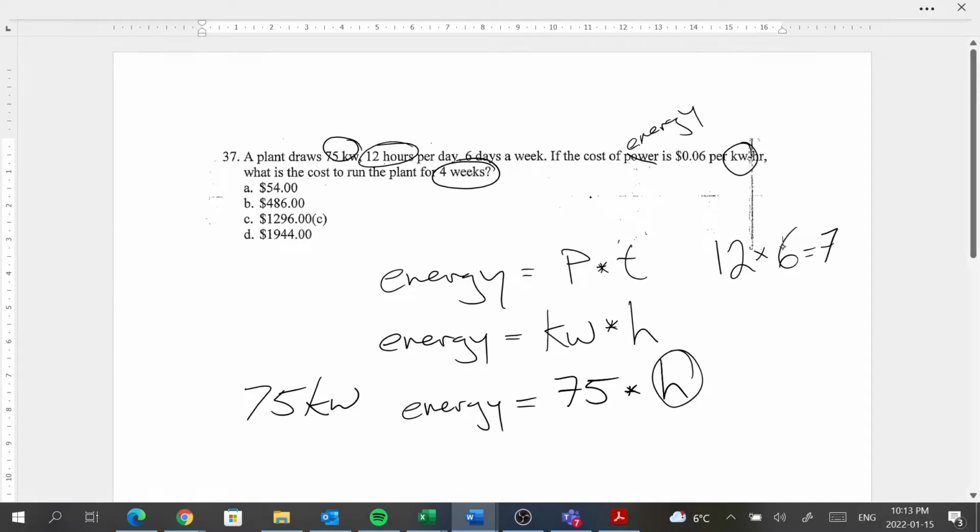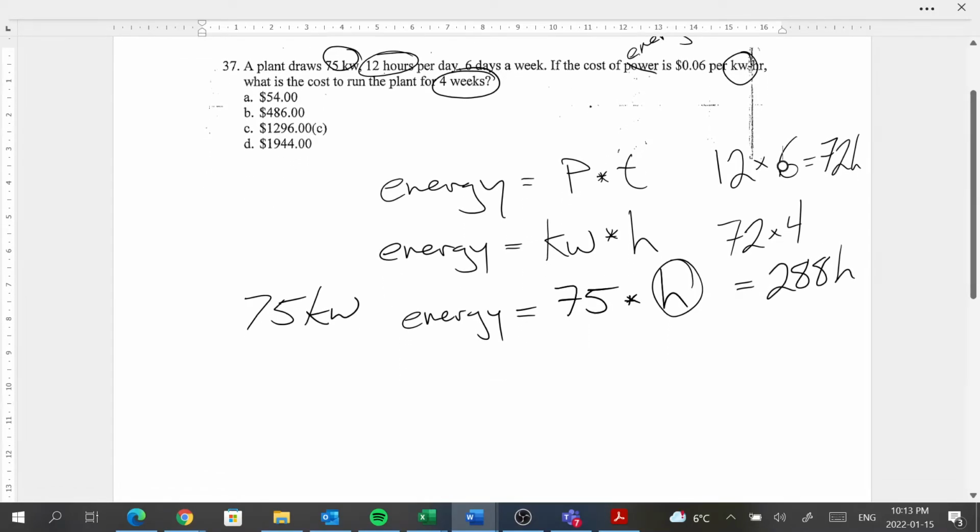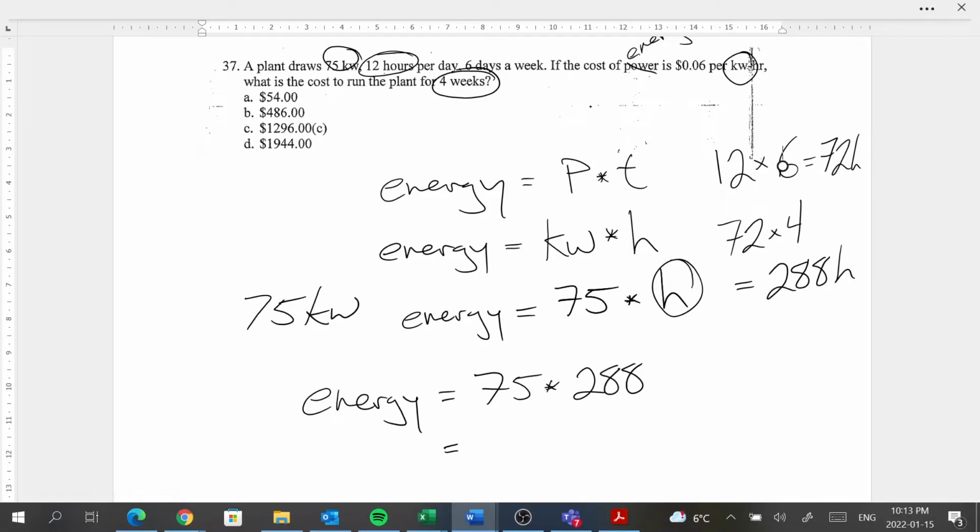So it's running 72 hours per week. And it's running for 4 weeks. So now we take that 72 hours per week and multiply it by 4 weeks. And we end up that plant runs 288 hours every 4 weeks. So now we can throw that into our formula. So the energy is equal to 75 kilowatts multiplied by 288 hours. So this plant uses 21,600 kilowatt hours.